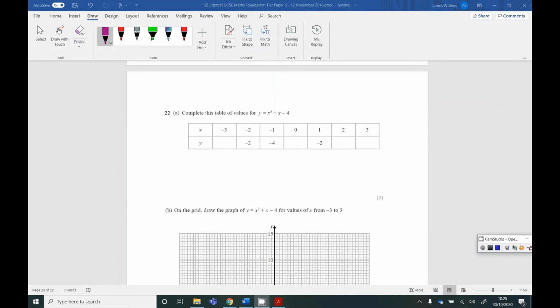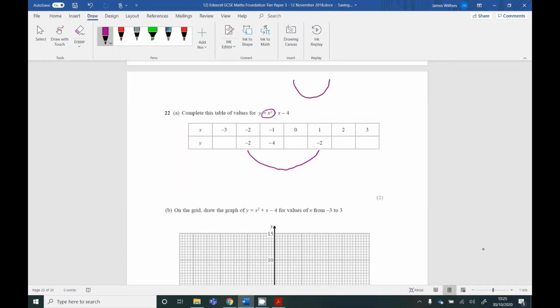Question 22. So we've got to complete this table of values. Now this is a quadratic graph. And because we've got a positive x squared, it's going to be a positive parabola shape, so a smiley face shape. Now a little tip with these, look out for this symmetry, that's a symmetrical shape, so look out for any repeated y values. So there's a repeated y value, so just pop in that ripple there. Just think of this as ripples on a still pond.